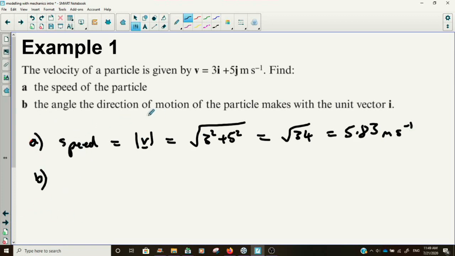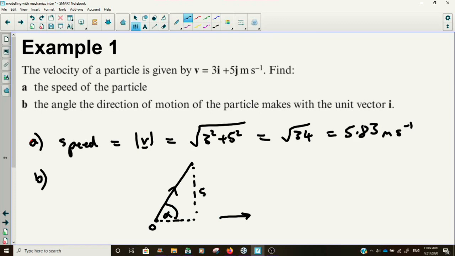Part b, the angle, the direction of motion of the particle makes with the unit vector i. So if we sketch this vector, we're going to start here, we're going to go across by 3, we're going to go up by 5. So there's the actual vector. So the particle is travelling in the direction of its velocity, and we want the angle that that makes with the unit vector i. Well, remember the unit vector i is horizontally to the right, so we want to know what this angle is here.